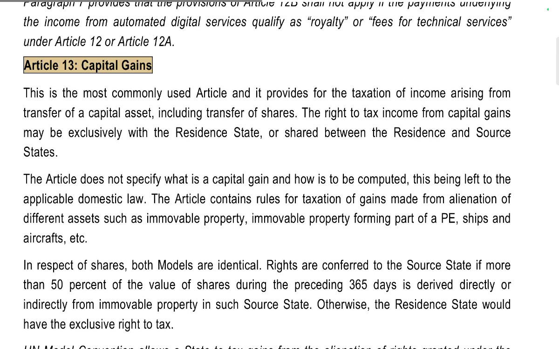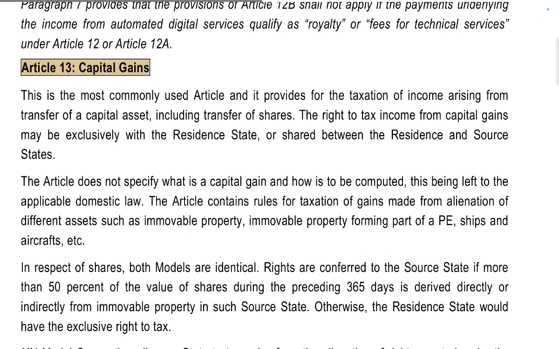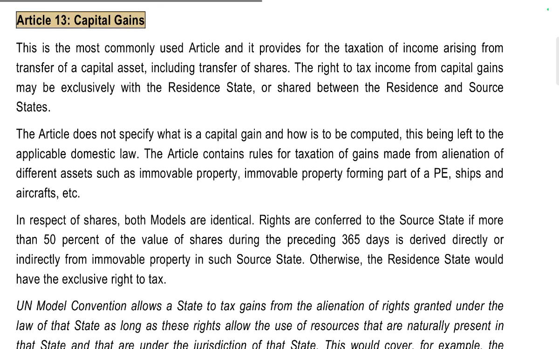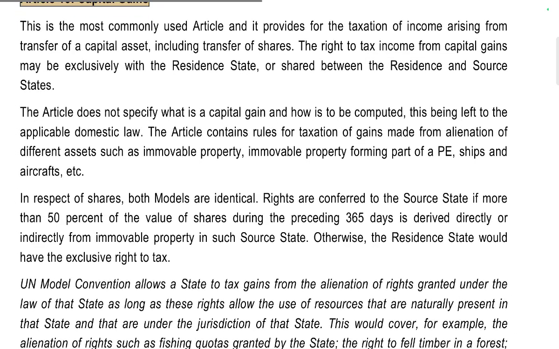Capital gains. This is one of the most commonly used articles and provides for the taxation of income arising from the transfer of capital assets, including the transfer of shares. The right to tax income from capital assets may be exclusive to the residence state, or shared between the residence and source states. The article does not specify how the capital gain is computed; that is left to the applicable domestic law.